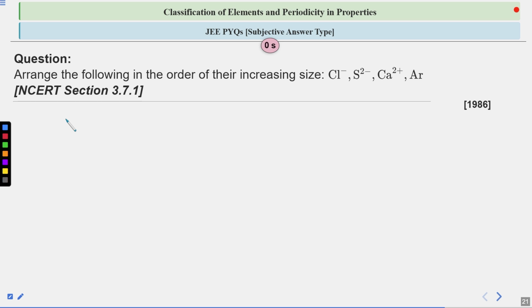So, what is common between all these species? How do we compare their size? What is common between all these species? They are isoelectronic species, right? They are isoelectronic species.